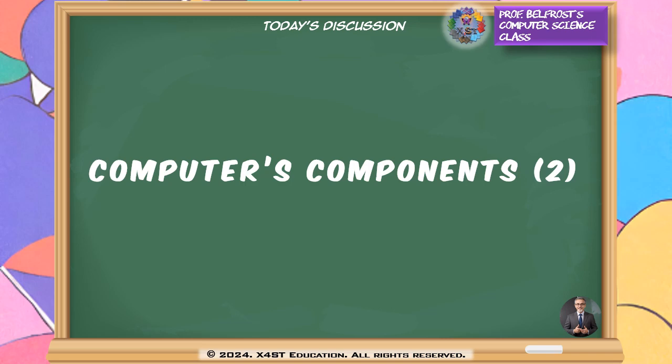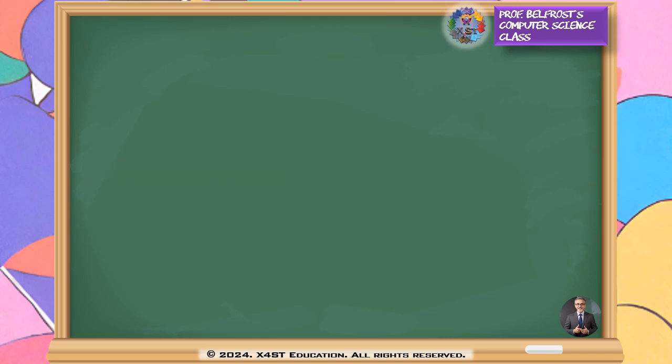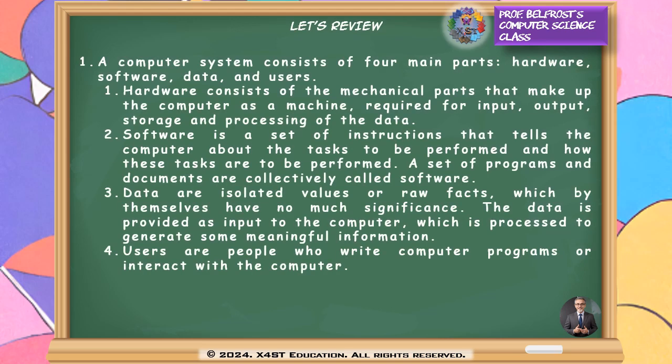But before that, I will try to explain some terminologies that we will need when we discuss the next components, about processors and also the memory. Okay, so the first thing that we need to do is just review a few concepts that we discussed in our last lesson.